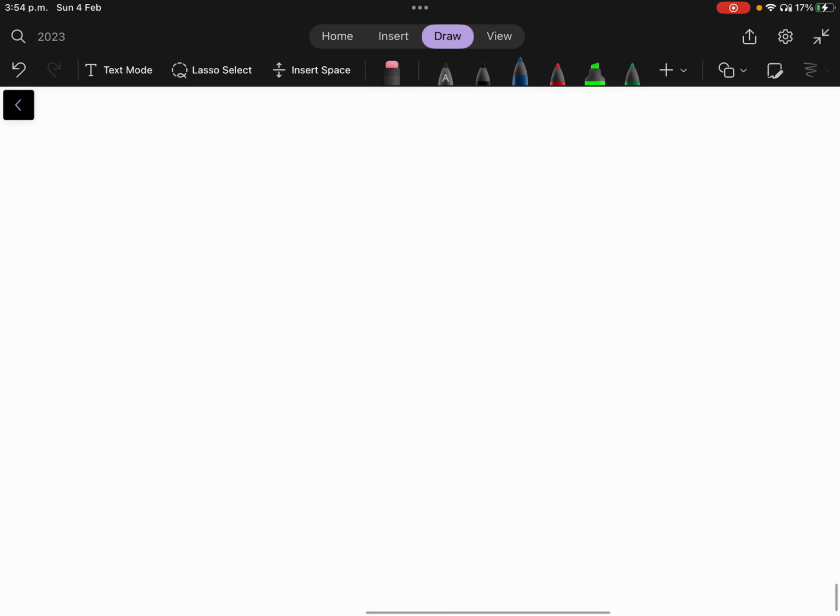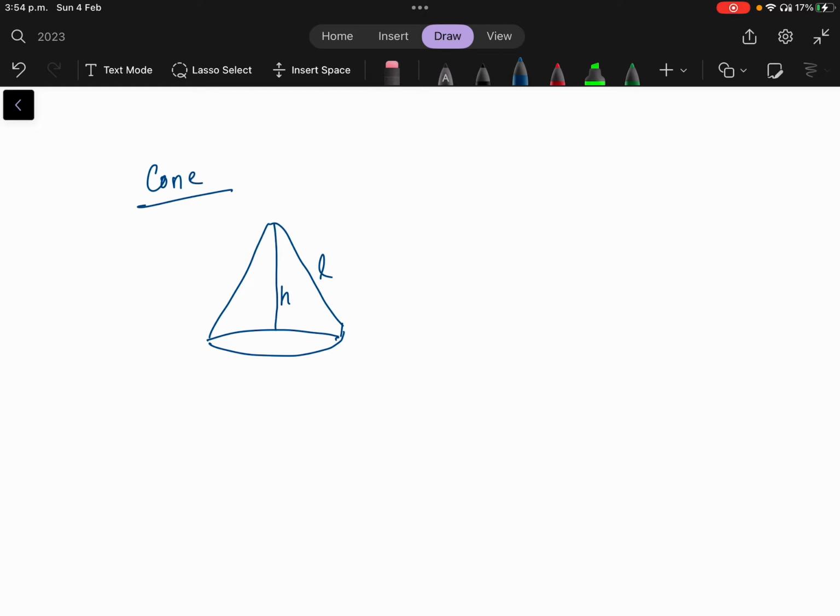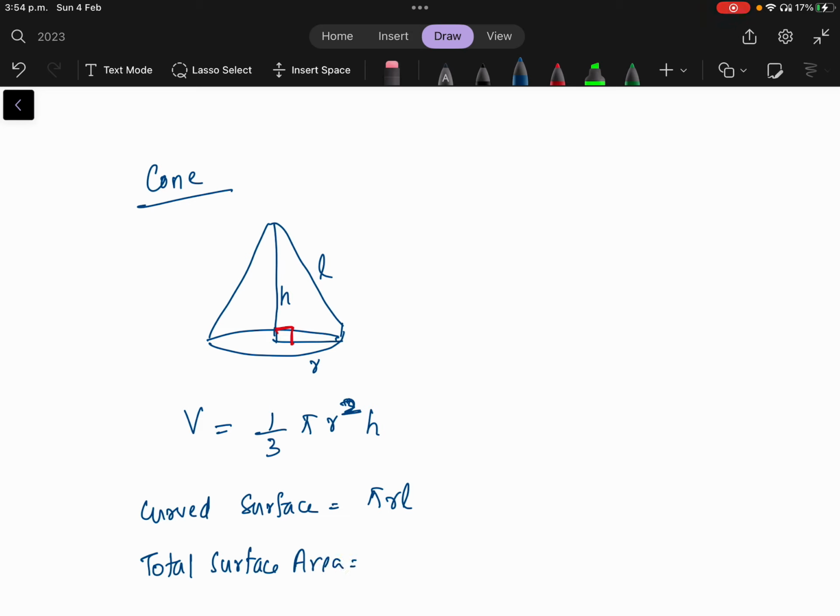Now another one is the cone. This is the height, this is the slant length, and this is the radius. This is a right-angled triangle, so if one measurement is missing, you can use the Pythagoras theorem to find the other side. Volume of the cone is equal to 1 by 3 pi r squared h. The curved surface area will be pi r l, and the total surface area will be pi r l plus pi r squared.